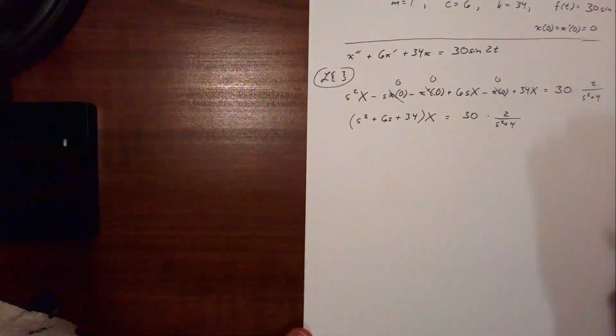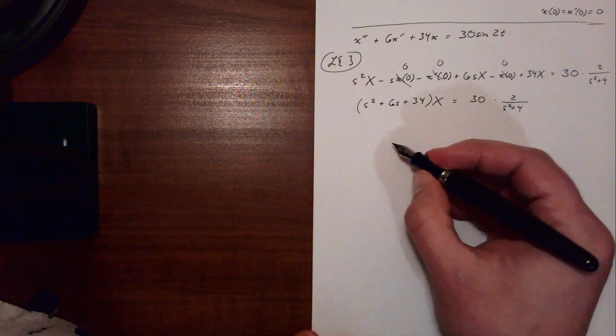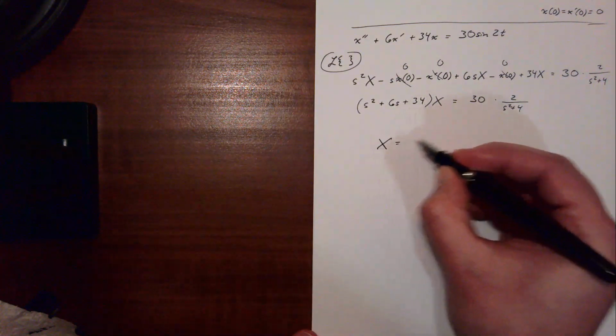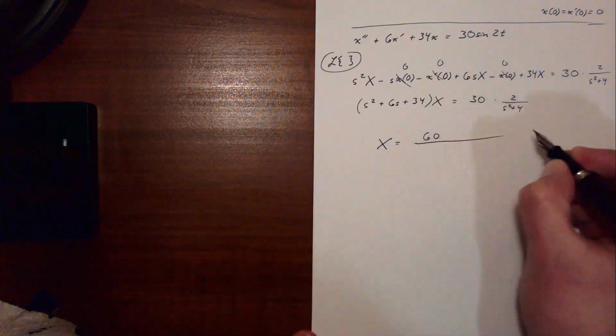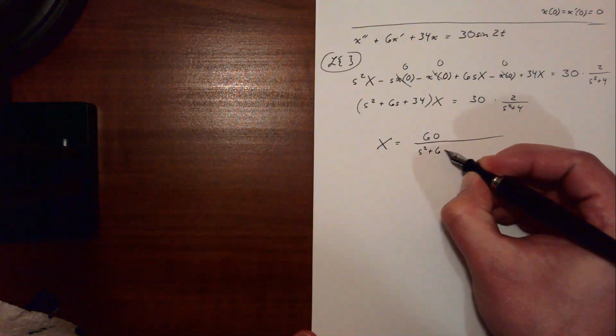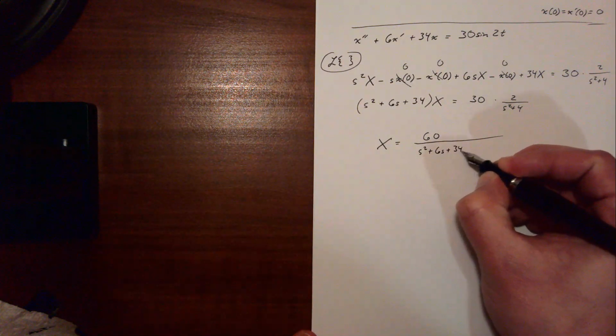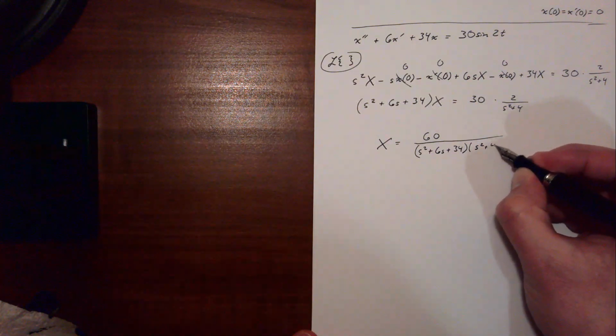And that equals 30 times 2 over s squared plus 4. So then what's that mean? That means x equals, let's go ahead and multiply those together, 60 on the top. We're going to have s squared plus 6s plus 34 as one factor on the bottom, and over here we'll have s squared plus 4 as the other.